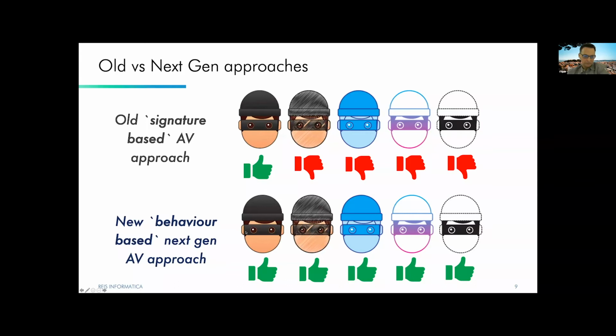Next generation antivirus systems do it in a little different way. They use behaviors on your computer. So instead of detecting a signature, like a pattern match, they kind of look at your computer and say, hey, what's your computer doing?